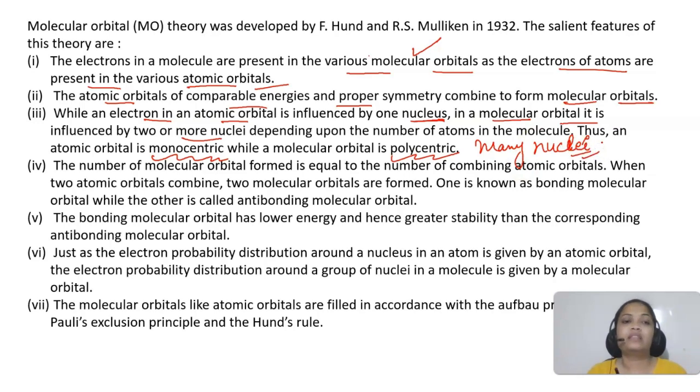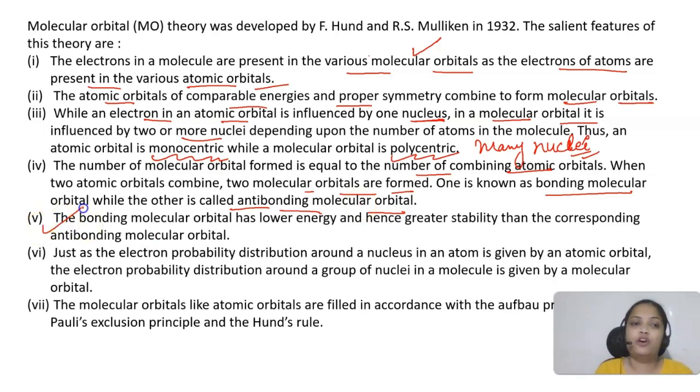All right. Then if I talk about the number of molecular orbitals formed, how many atomic orbitals are combining? The number of molecular orbitals formed is equal to the number of atomic orbitals combining. That means if two atomic orbitals are combine, two molecular orbitals are formed. Now this is important: when two atomic orbitals combine, we get two molecular orbitals. One is called the bonding molecular orbital, while the other is called the anti-bonding molecular orbital. We will discuss these in detail.